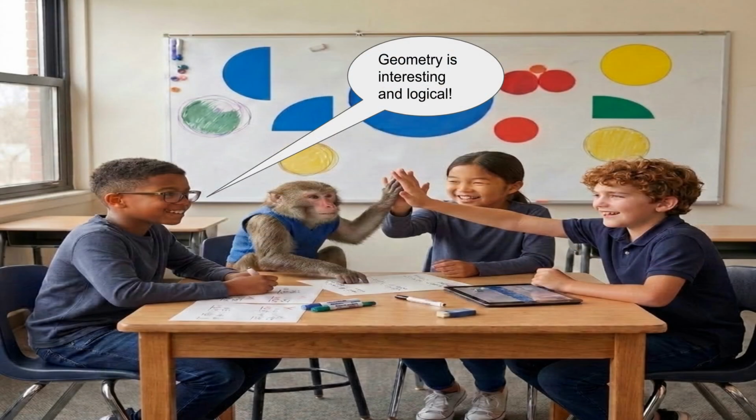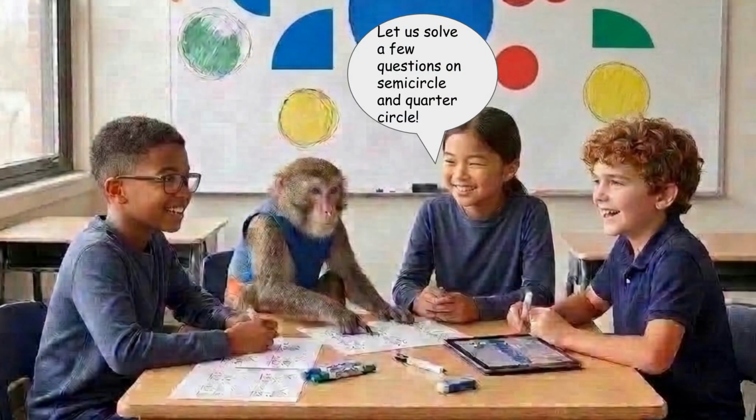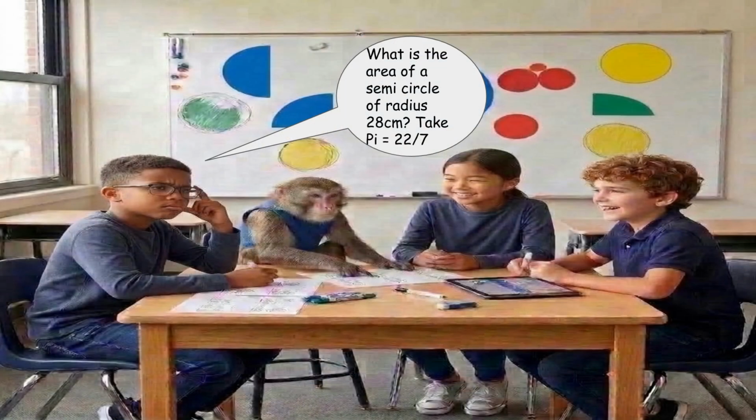Geometry is interesting and logical. Let us solve a few questions on semicircle and quarter circle. What is the area of a semicircle of radius 28 centimeters? Take pi equals 22 over 7.